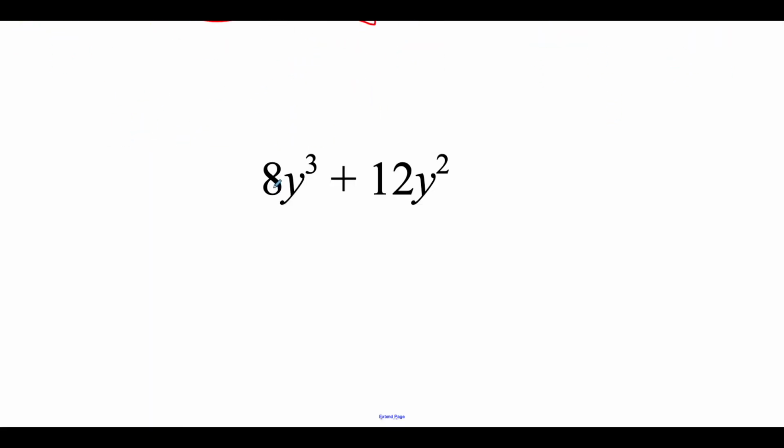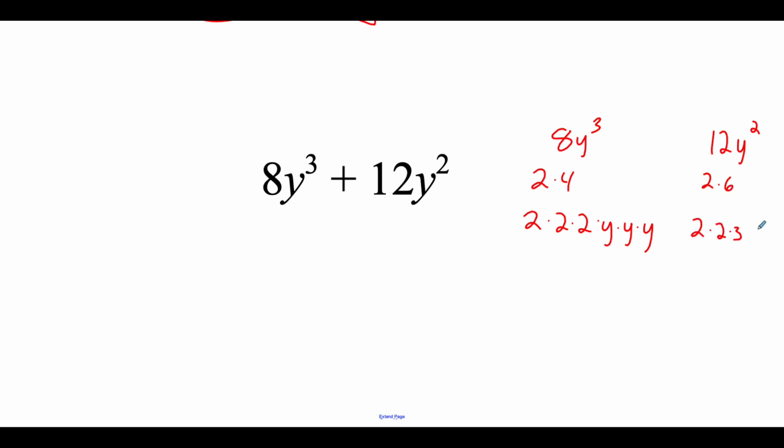As I look at this example, I've got 8y cubed plus 12y squared. Let's look at the 8y cubed first. 8 is 2 times 4, but 4 breaks down, so we have 2 times 2 times 2. Y cubed is y times y times y. If I look at 12y squared, 12 is 2 times 6, but 6 breaks down, so we have 2 times 2 times 3, and y squared is y times y.